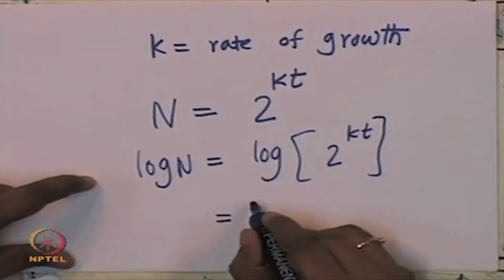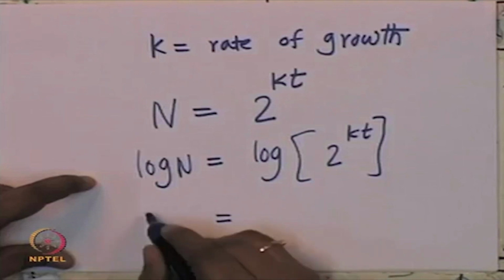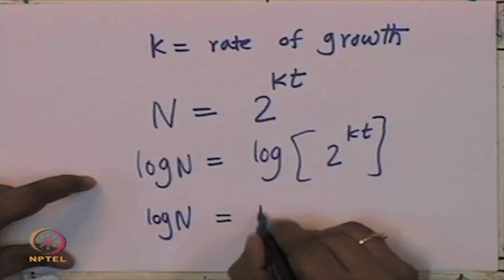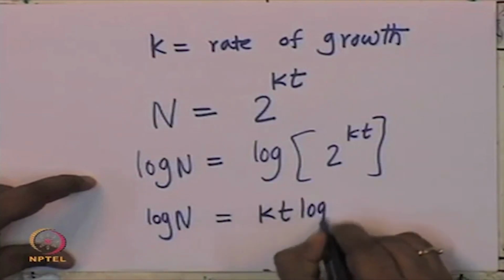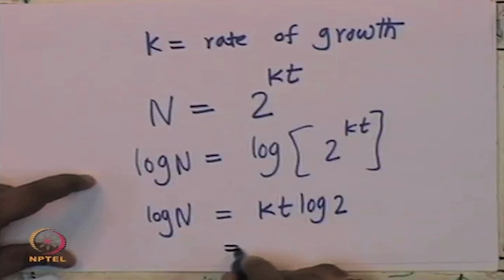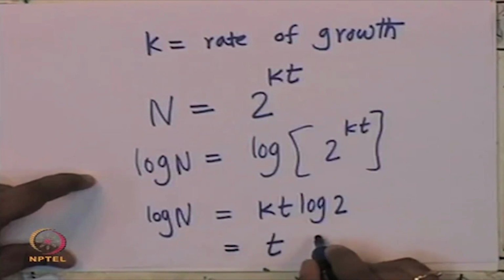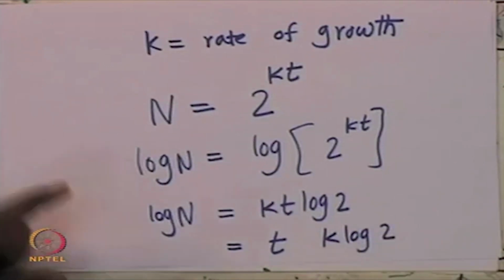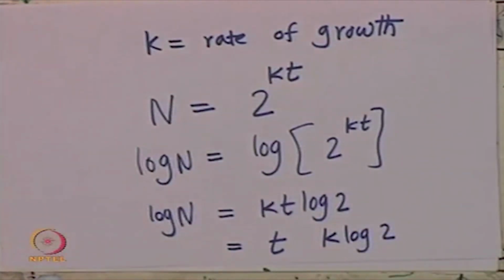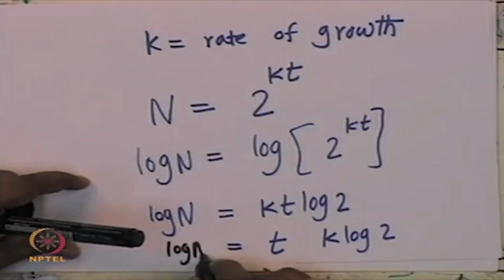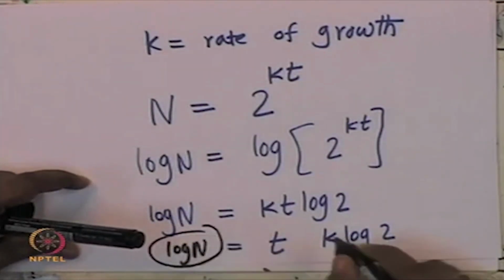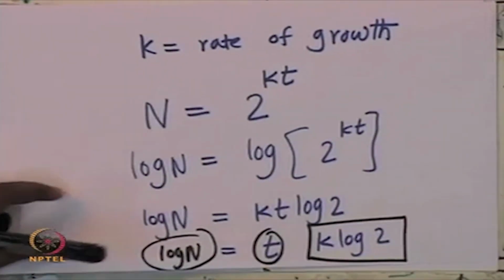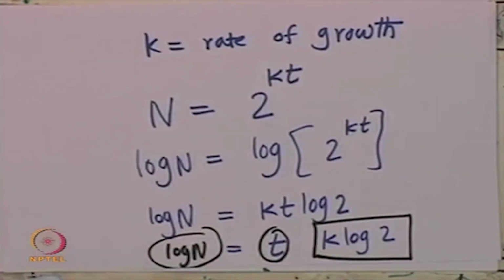So, this gives that log of n is nothing but k t times log 2. In other words, t times k log 2. So, if you plot log n in the y axis and t in the x axis, the slope you will get is k log 2. So, slope you will get is k log 2.